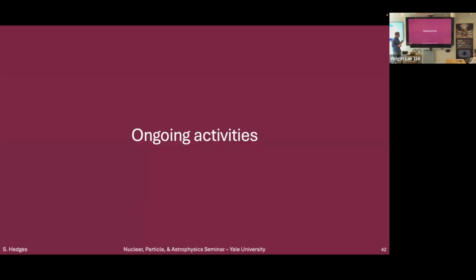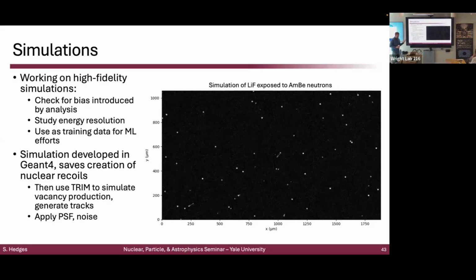Okay, so that kind of catches you up to where things are with our microscope at Virginia Tech. I wanted to talk a little bit about some of the ongoing things that we're working on. So one of the things is we're working on developing a simulation to make images that look like the mesoSPIM data, so we can then run our analysis scripts on them. We can do that to check and see if we're introducing bias in our analysis. We can use that to study the energy resolution of this, and also as input for machine learning training efforts.